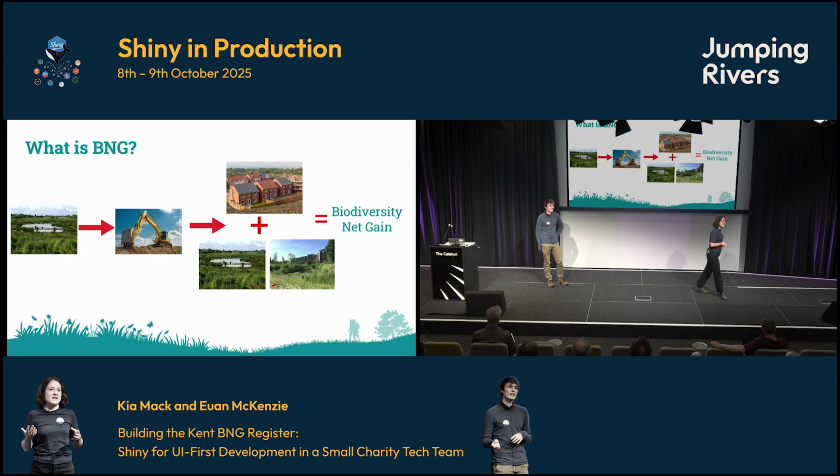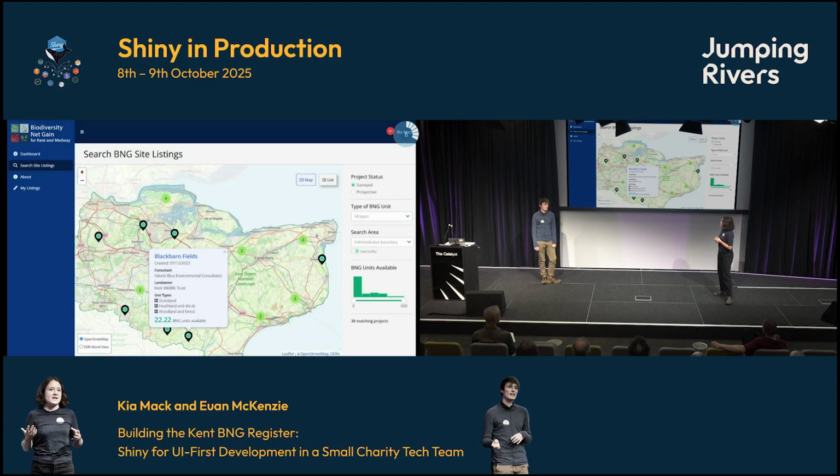So I'm going to go into the app a little bit. What is BNG? In 2024, the government brought in a new mandatory policy where large-scale developers have to increase biodiversity by 10% or more. One way that developers can do that is by buying biodiversity credits from habitat banks. With so many faraway banks available, local authorities came to us wanting a solution to encourage developers to invest locally and make sure that environmental and financial benefit was felt within the county, which is where the idea for Right Move for BNG came about.